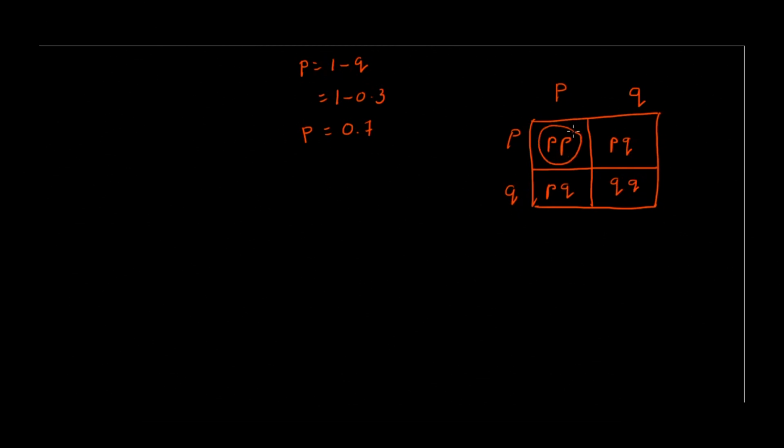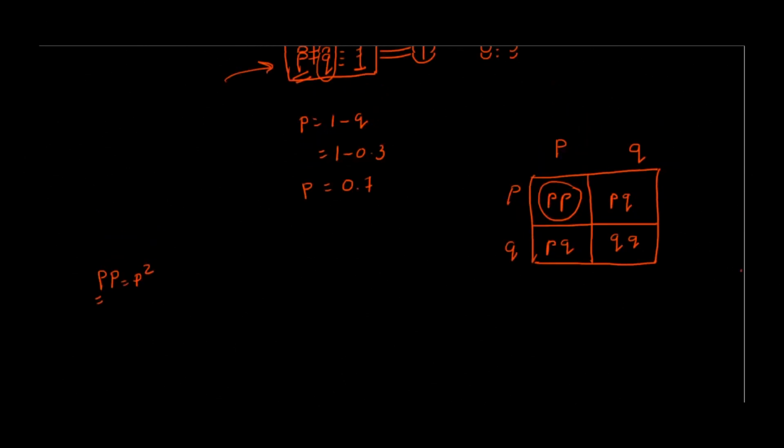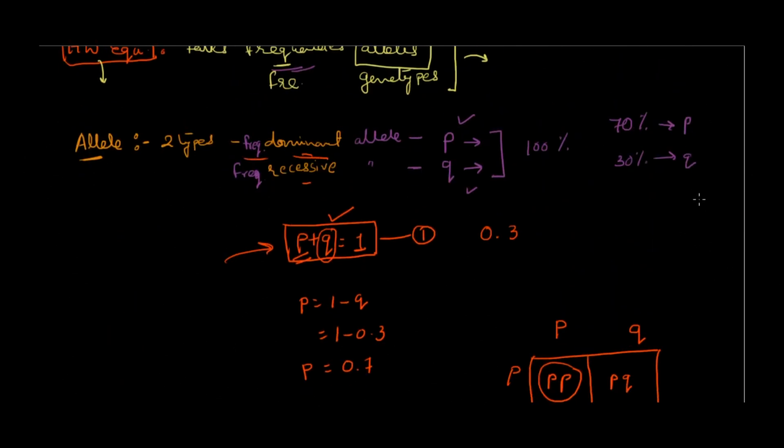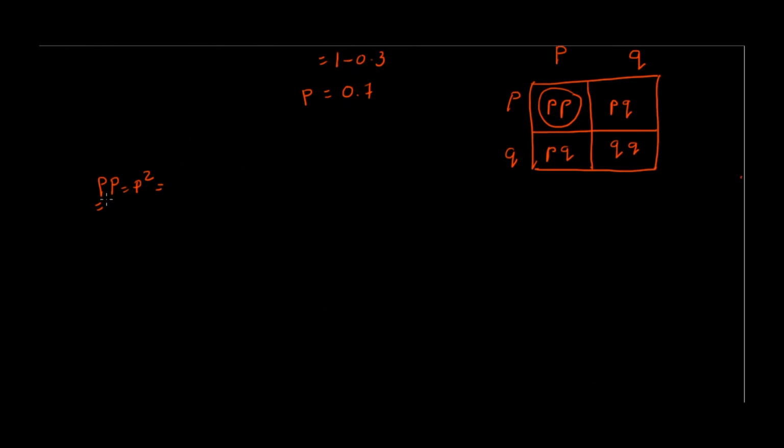Look at this, p into p, that means p square. What is p? P is the frequency of dominant allele, right? So we have two p's, that means we are talking about two dominant alleles together. And what do we call two dominant alleles together? Homozygous dominant, right? So p square, as I said, always talks about frequency. So p square gives us the frequency of homozygous dominant.